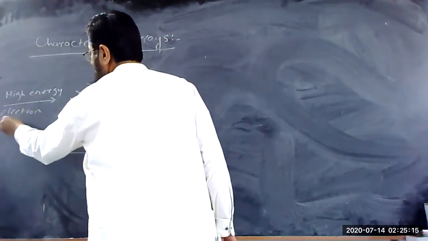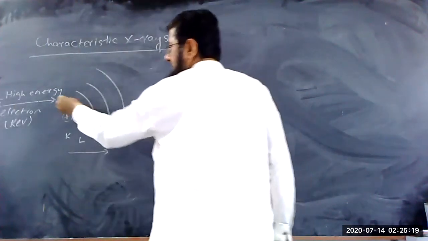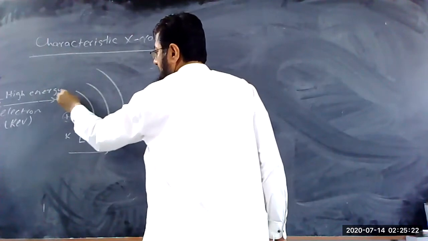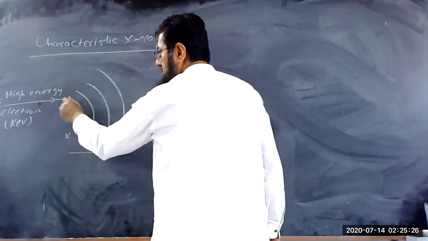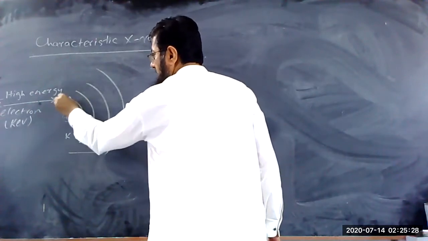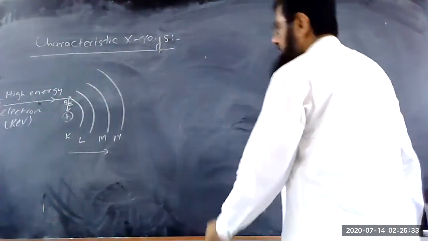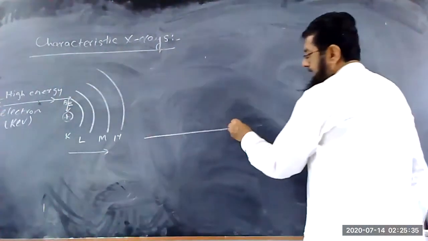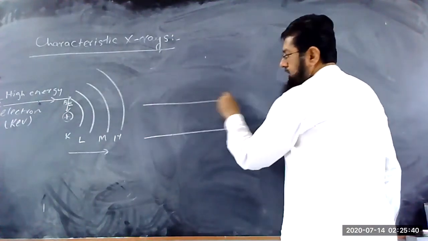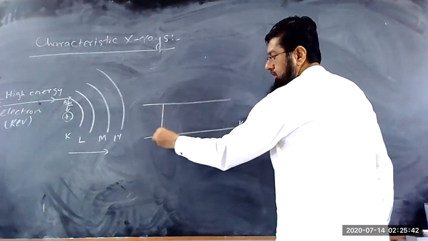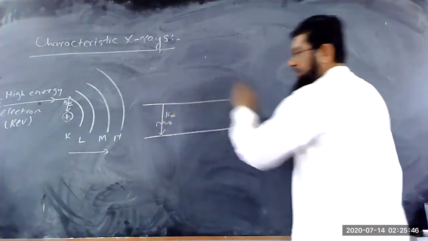whose energy is in kilo electron volts, is colliding with the electron in the K shell. If the energy of this electron is equal to the binding energy of the electron in the K shell, then there will be a chance that the K shell electron is emitted out. The deficiency is filled by the L shell electron, so by emitting a photon, we call it a K alpha.